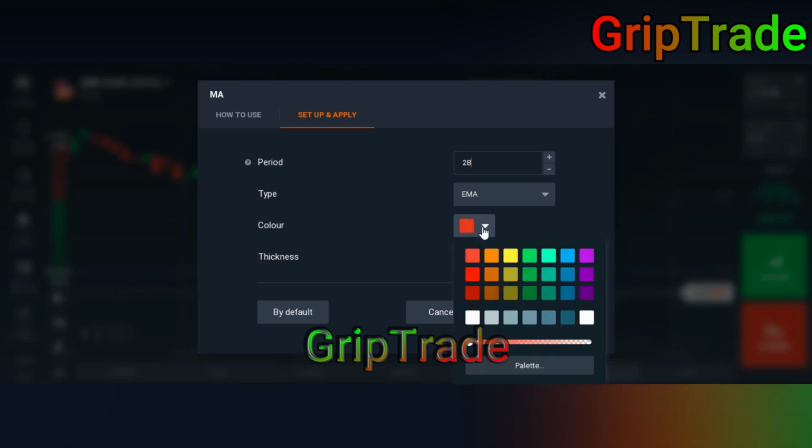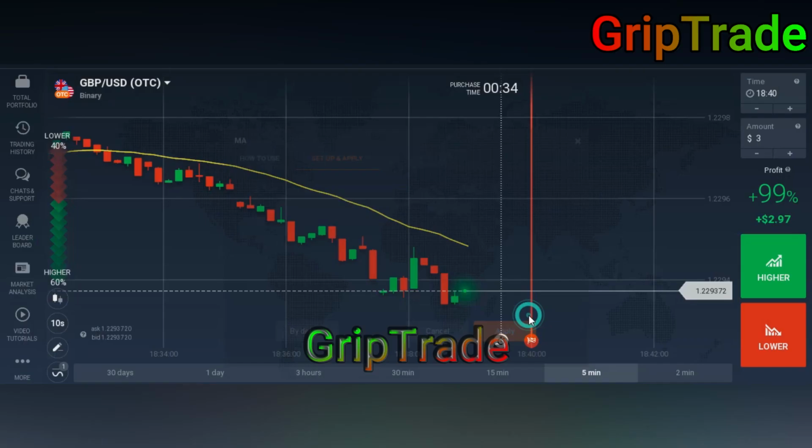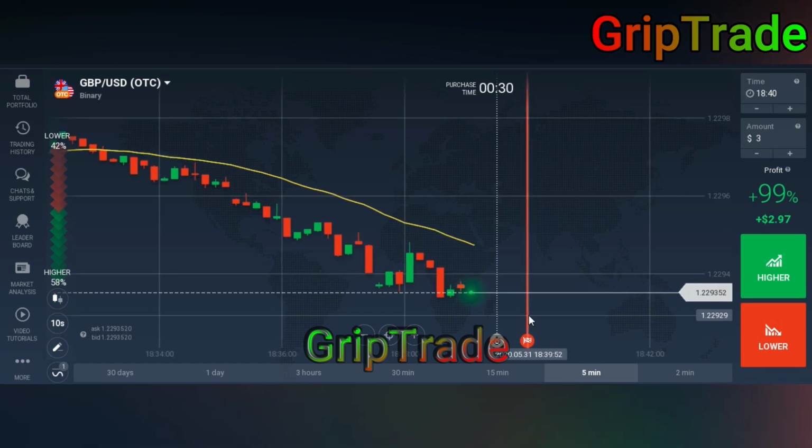However, I select it as yellow, as I like it. It's a bright color. The thickness can be set of your choice. I select it semi bold, not much bold and not less. There I apply it. There you go, you can see that this is the moving average.